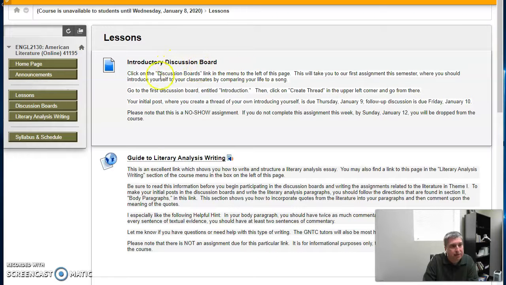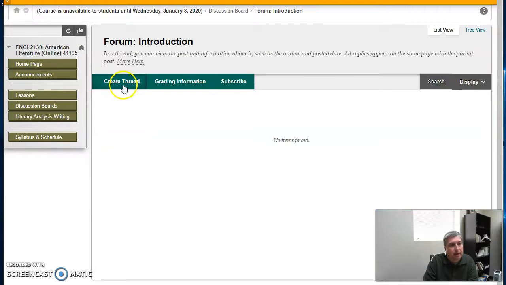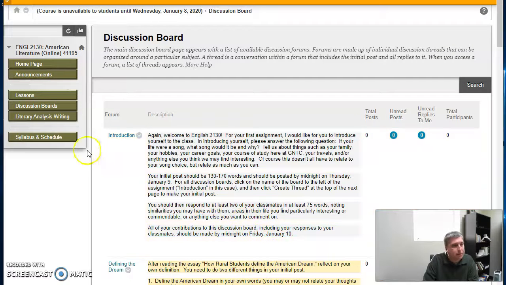Notice your first thing is an introductory discussion board, and it tells you what to do. Click on the discussion boards, and then go to the one that we're talking about. In this case, introduction. It gives you all the directions here, how long it should be. Pay attention to the length. Those are not suggestions. That's a requirement, 130 to 170 words. And then click on introduction, create thread, and you just start making your initial post. And then again, you have to go back and respond to at least 2 of your classmates by the day it's due. In this case, by Friday of this week.